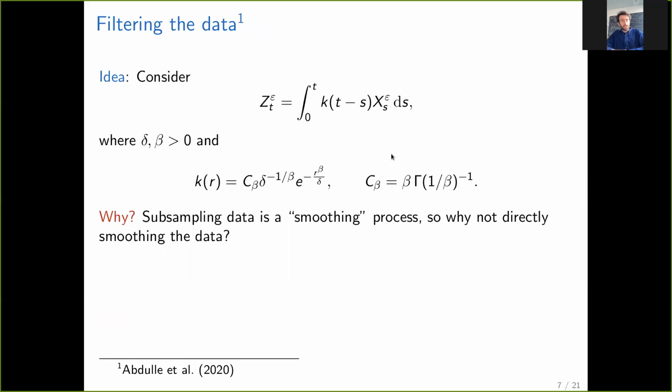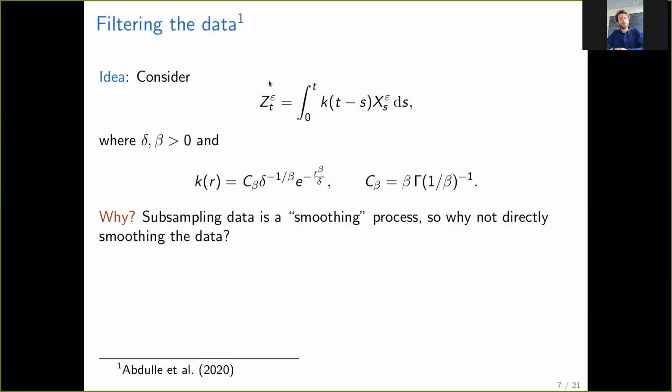So what was our idea? Since when you subsample, you're actually jumping from one local minimum to the other of this multiscale potential, and you're taking just a subset of the data, if you just connect the dots of the subsampled path, let's say, you obtain a smoother path with respect to the original one, since you're eliminating the fluctuations that happen close to each local minimum. So subsampling is kind of a smoothing process. So we thought, why don't we just directly smoothen the data out?